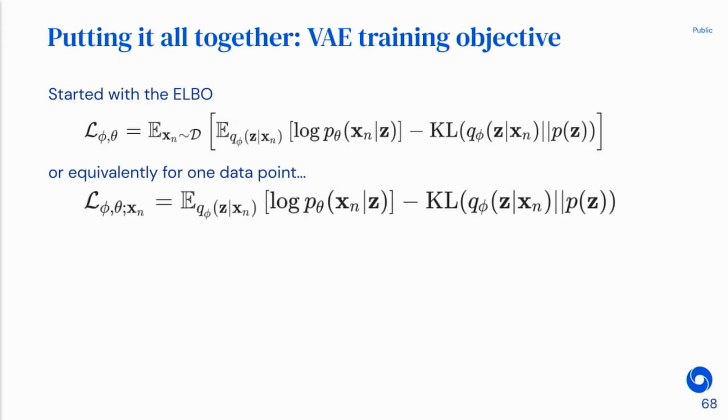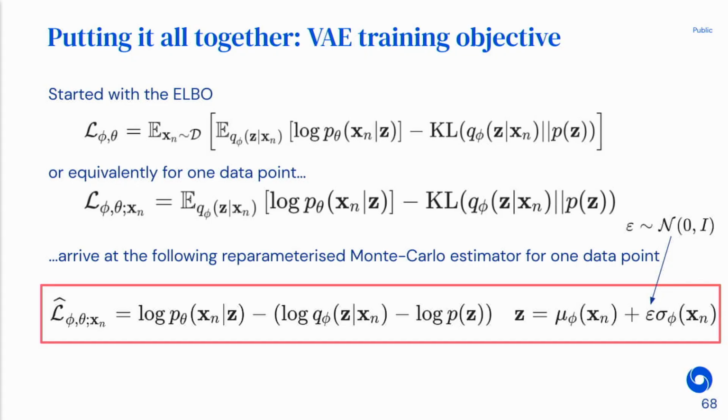Okay, so now we put it all together. We're almost done with writing down how we actually optimize things. So we started with the ELBO, which looks like this at the top, or equivalently, just the thing inside the bracket for one data point, so we don't have to carry around this expectation over the data all the time. And then the thing that you actually optimize or implement in practice looks something like this.